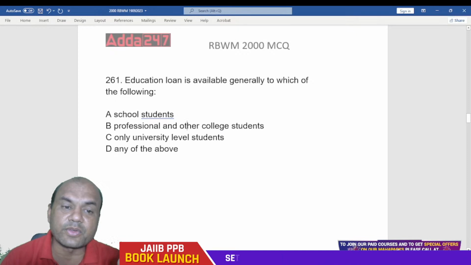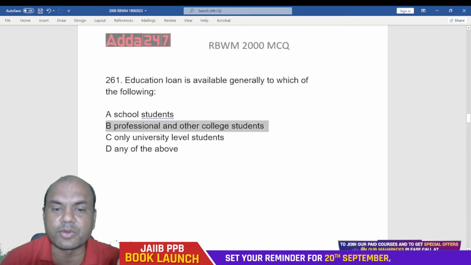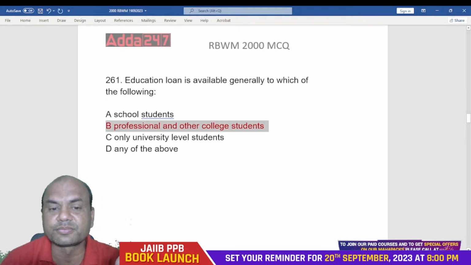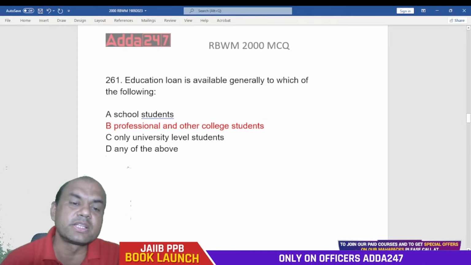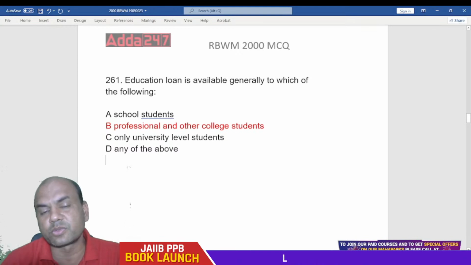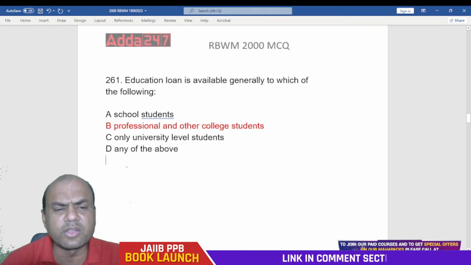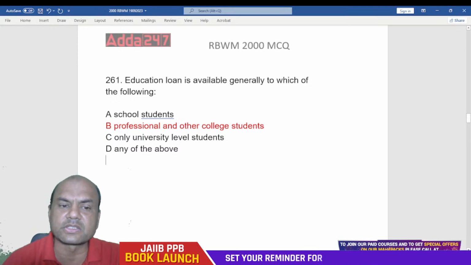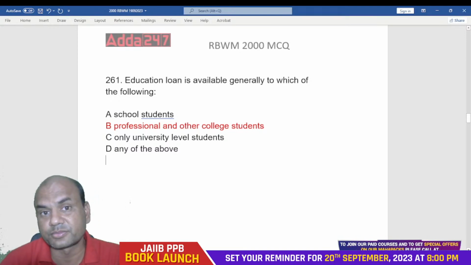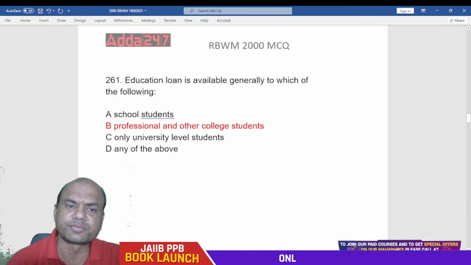So the right answer for this is what? Professional and other college students. So an education loan is given to these guys, professional and other college students. Only university level students, that's not the right answer. It can be given to professionals also, which means CAs are also given the education loan.